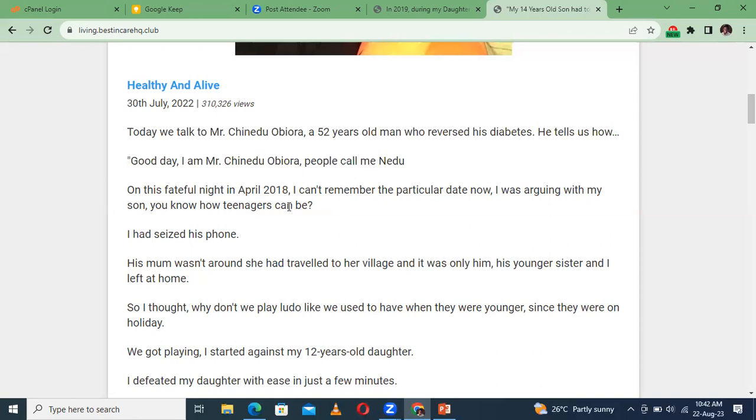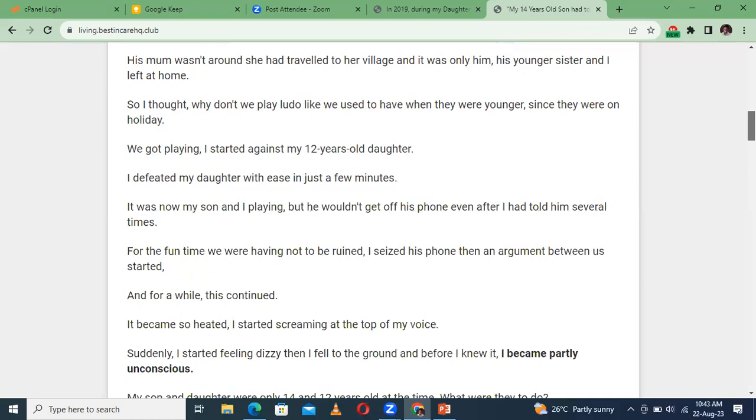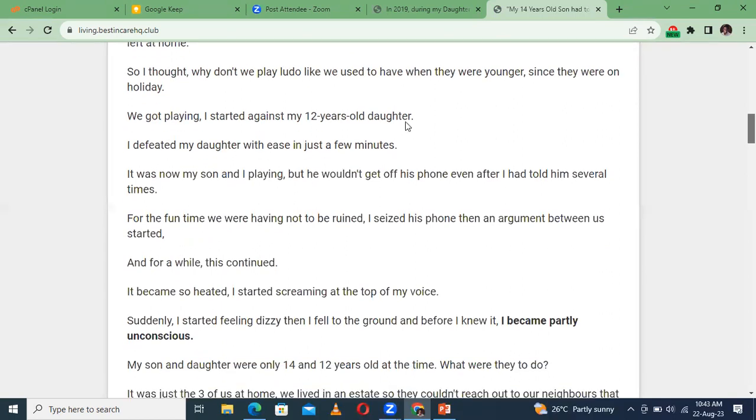I was arguing with my son. You know how teenagers can be. I had seized his phone. His mom wasn't around. She had to travel to our village, and it was only him, his younger sister, and me at home. So I thought, why don't we play Ludo like we used to when they were young? They were on holiday. We got playing. I started against my 12-year-old daughter. I defeated my daughter with ease in just a few minutes.